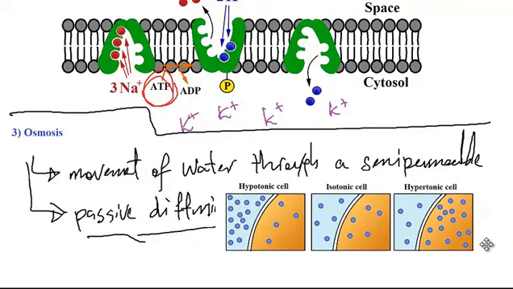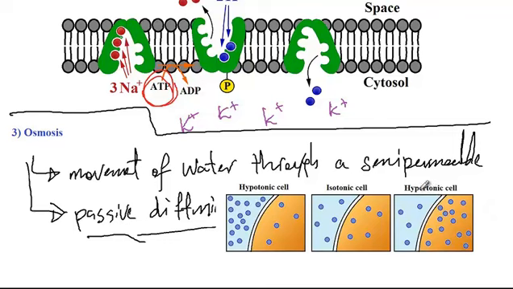So let's say that we have a cell that has a high concentration of solutes inside. And for argument's sake, let's say that this membrane is impermeable to these solutes. So these solutes cannot move outside the cell. So what happens then in terms of osmosis? The answer is that the water molecules will try to go inside the cell as much as they can until the concentration on both sides is the same. And so therefore, water molecules will go inside the cell and cause swelling of the cell.